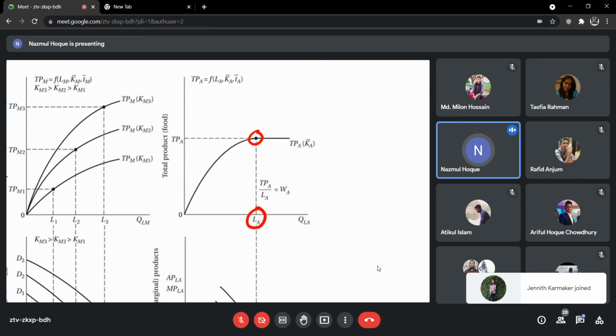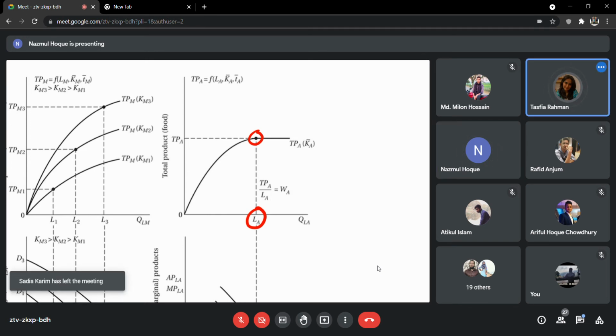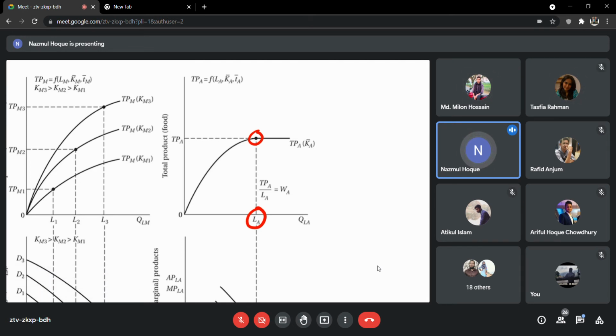Now, what happens to marginal product to the right side of LA? Anyone? Sir, does that mean that employing additional labor is no longer contributing to an increase in output? So what would be the marginal product of labor? 0. Yes. So to the right side of LA, marginal product of labor is going to be 0. So those are the surplus workers, so surplus labor, okay?